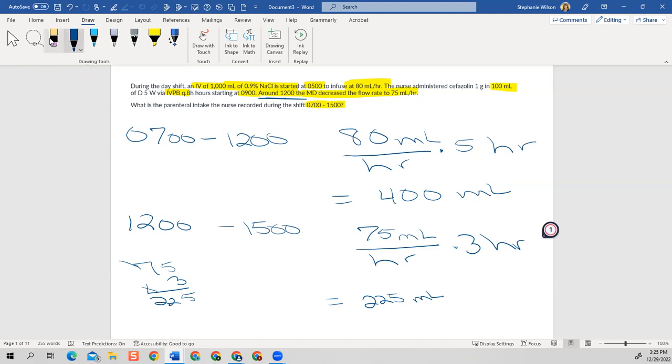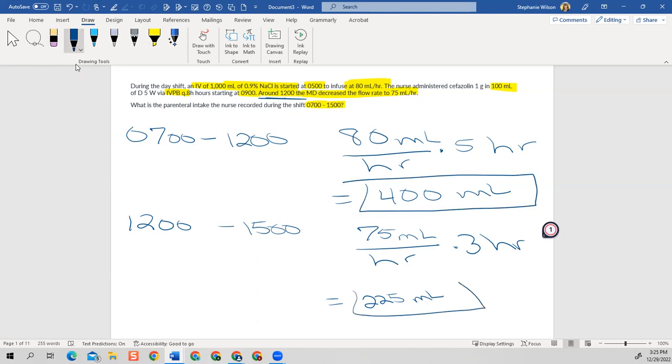I'm going to erase this here. And what I need to do is add it up. I'm going to take this 400 milliliters plus this 225 milliliters.